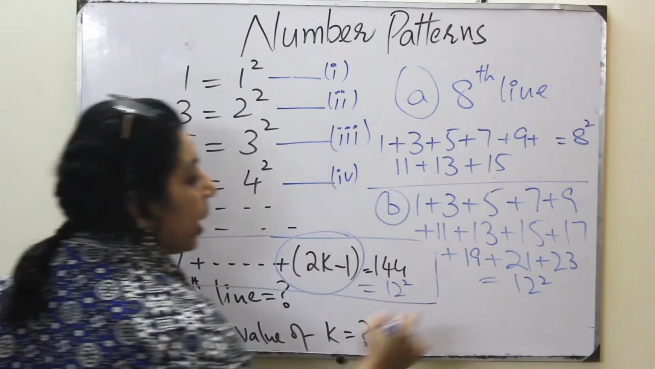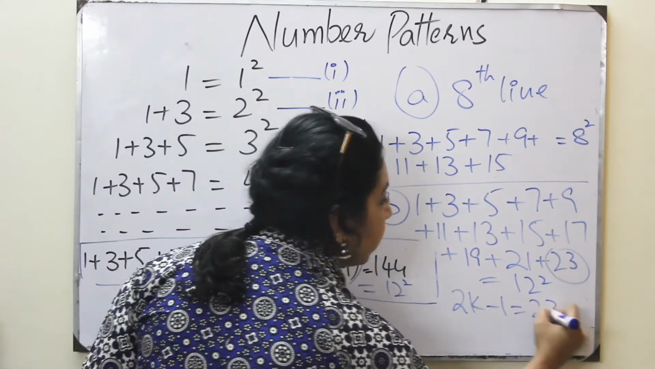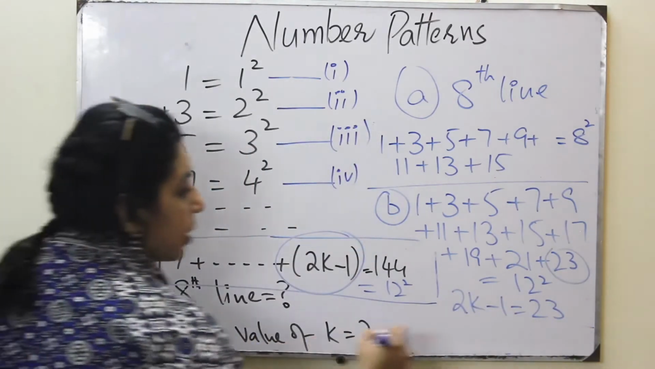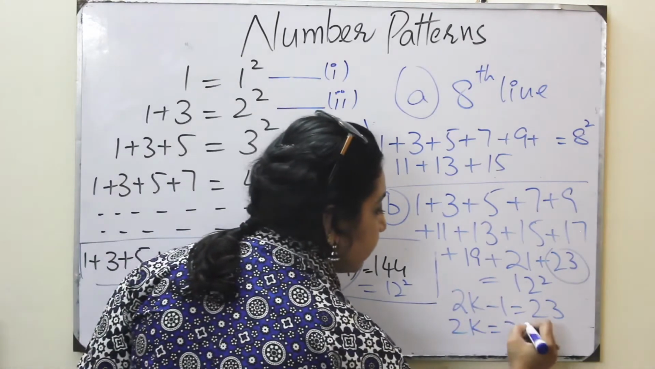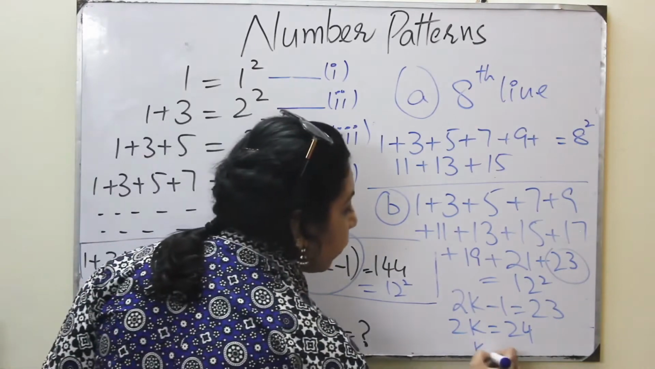equal to 2k minus 1. The last odd number equals 2k minus 1, and when I solve this linear equation, 23 plus 1 is 24 and the value of k will be 12.